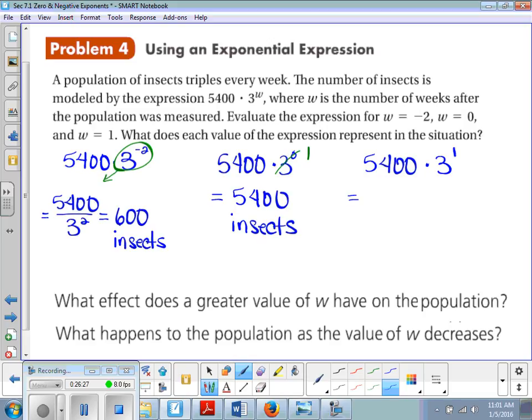And of course, it makes sense that here, 600 insects, would be less than when they started the experiment, right? Here's when they started the experiment, or the counting, and here is going to be after. So we expect this one to be bigger, right? More. So 5,400 times 3, 16,200. 16,200 insects.